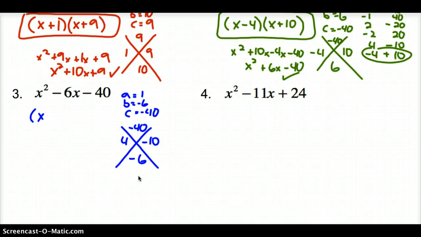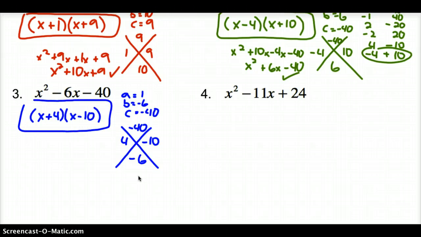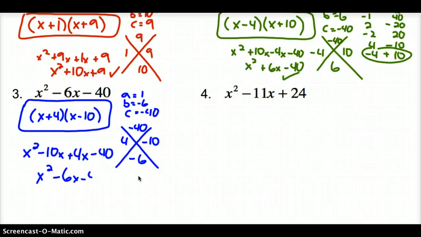So here are my binomial factors of x plus 4 and x minus 10. And this is my answer. And remember, I can just check with FOIL. So first times first will give me x squared. The outsides will give me a negative 10x. The insides will give me a positive 4x. And then last times last will give me a negative 40. And combining like terms, here is what I end up with. I almost circled that, that's not quite my answer. That's just me checking my work, and I know I'm correct.